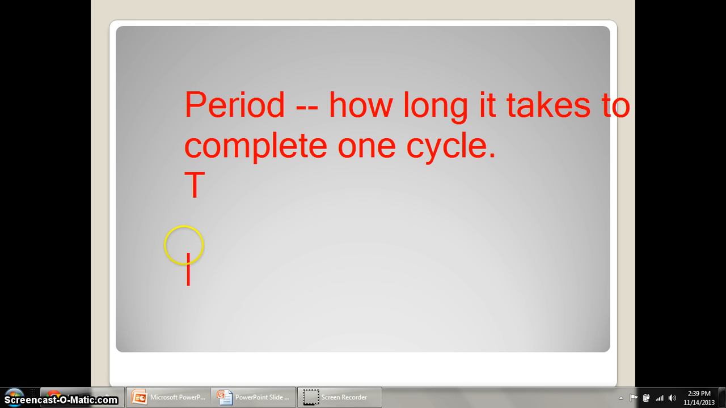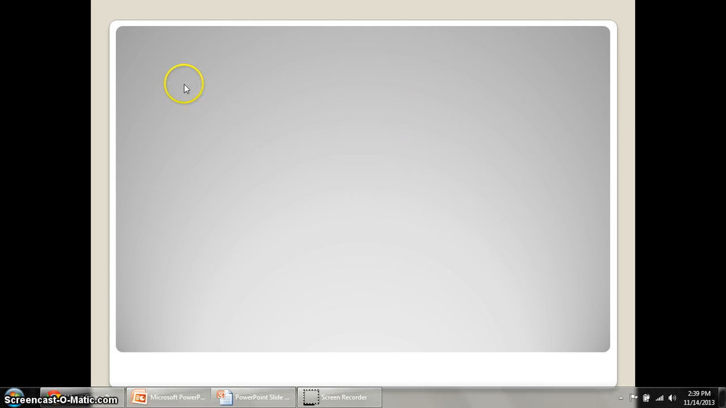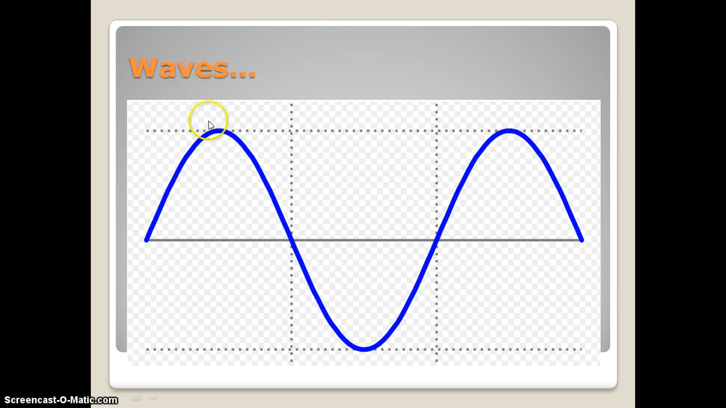So, if we were to go ahead and take a look at our wave from before, however long it takes this crest to come all the way across to this crest would be the period.